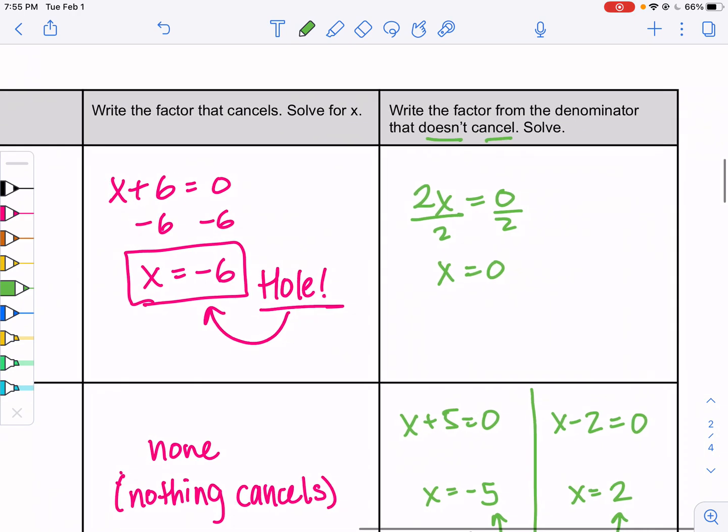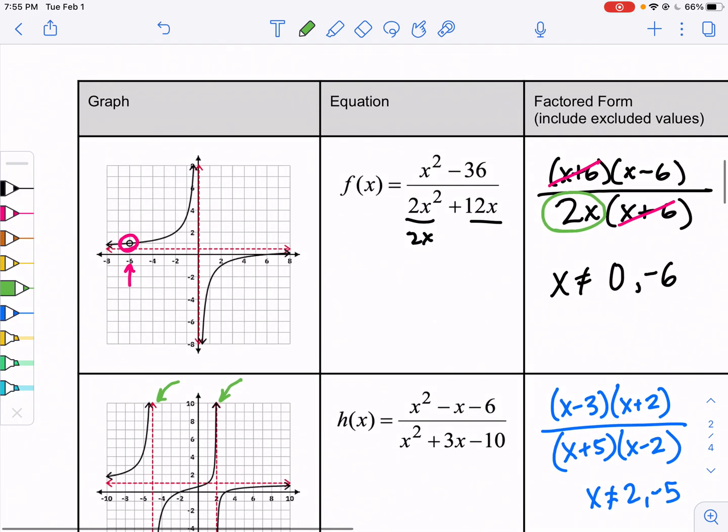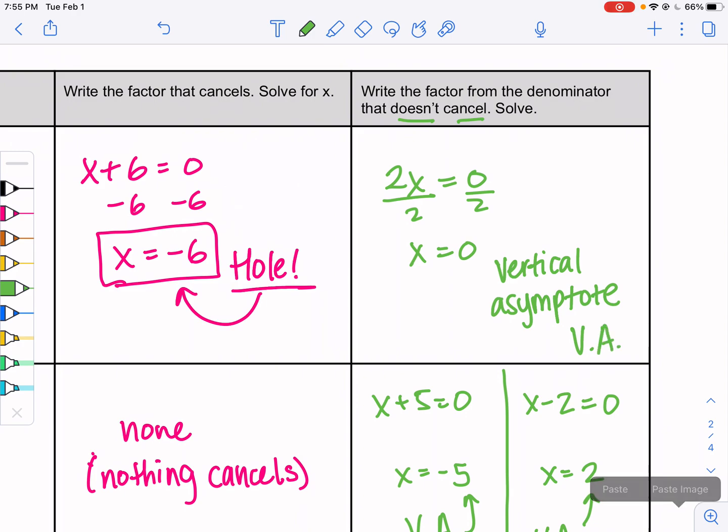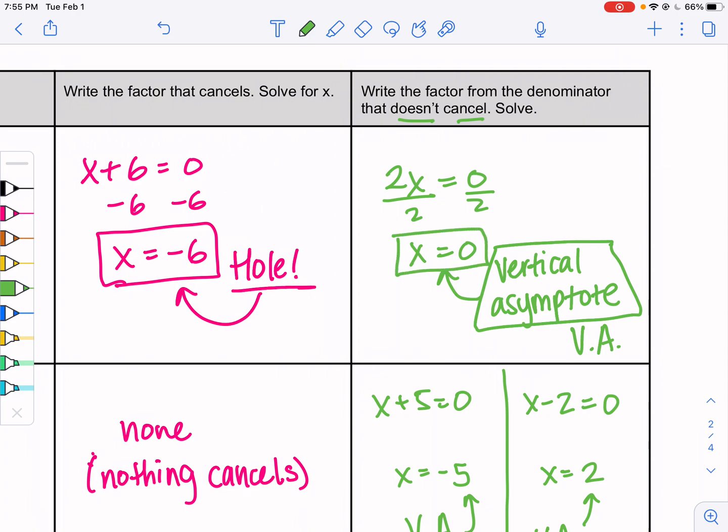We get x equals 0. So looking back at the graph, where x equals 0, we can see that we have that vertical asymptote. Right? So we can write here, vertical asymptote. You can abbreviate VA if that's helpful to you. I'll just write it out this one time so we know it. But we have our vertical asymptote at x equals 0.